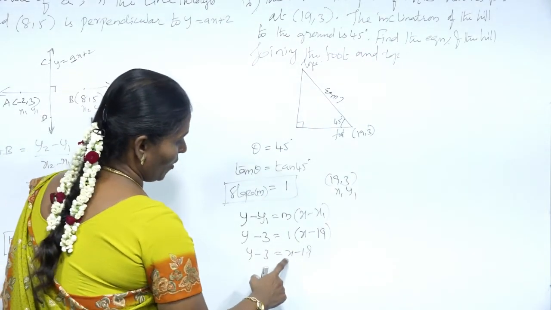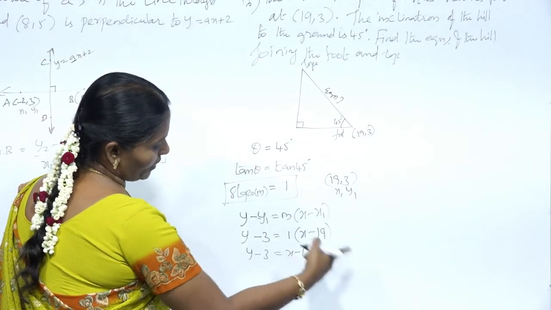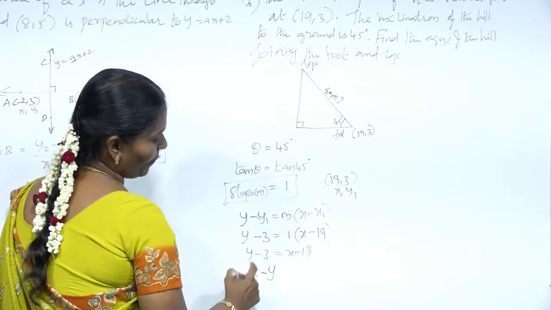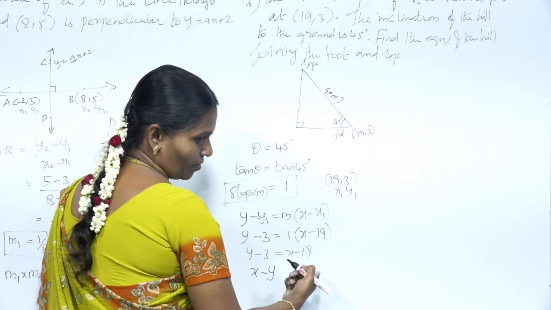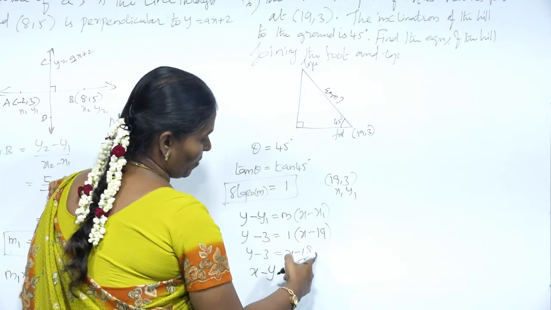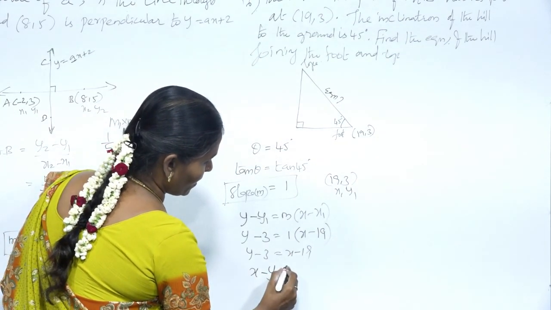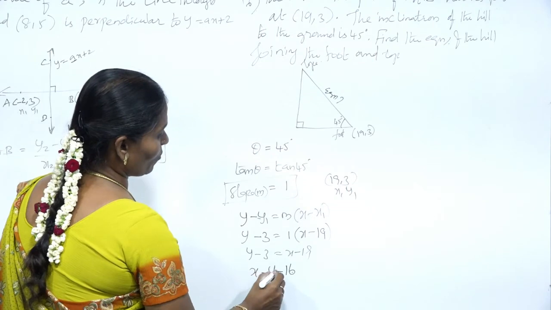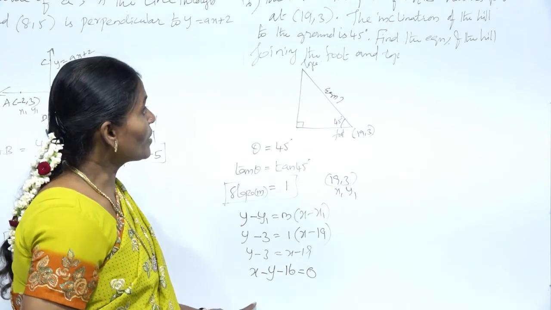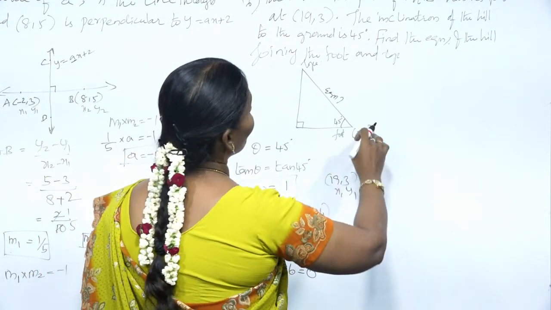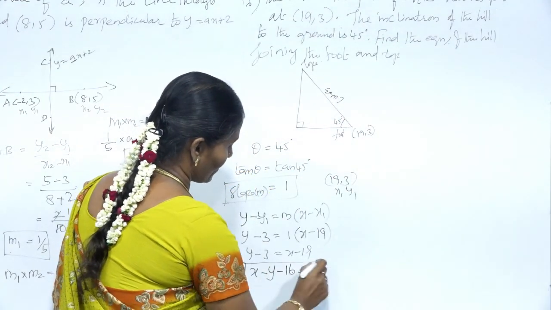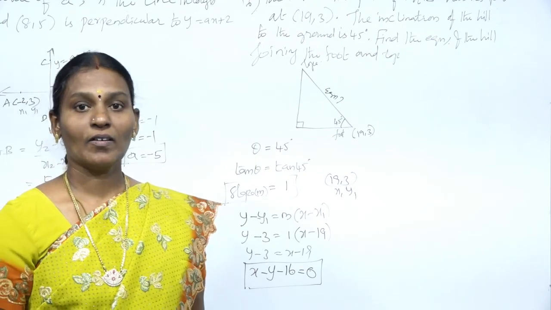Now here positive x, so this term you bring to the right side. So x, this y becomes minus, so x minus y. This minus 3 becomes plus 3, because we move it to the right side. So minus 19 plus 3 means minus 16. Am I correct, children? So x minus y minus 16 is equal to 0. This is the equation of this hill, the equation of the hill joining the foot and the top. This is the required equation. Are you listening, children? Good.